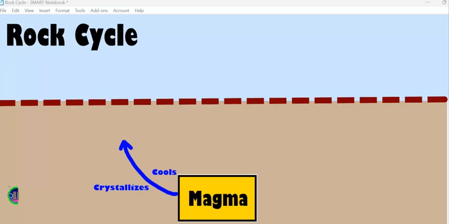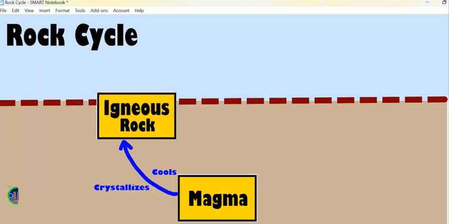Okay, so first of all, inside the Earth, molten magma comes close to the surface, or else it's within the earth itself, and it cools and crystallizes. And when this happens, it makes igneous rock. Now, it depends on where that igneous rock cools and crystallizes to determine how big the crystals of the minerals in it are, or even determine what type of rock it's going to be.